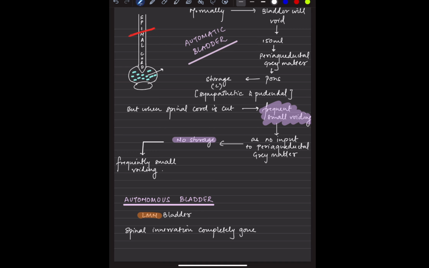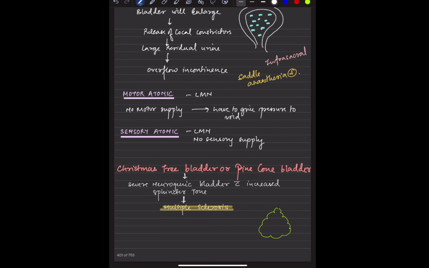Another thing is the autonomous bladder. This is something which is an LMN bladder. Then there will be a flaccid bladder, so more and more urine is getting collected, and overflow incontinence is there. Another thing is motor paralytic bladder. The name itself suggests there will be atonicity. Tone is absent, and an LMN bladder is appreciated here. So there is no motor supply, and you have to give pressure to void. This is the Credé maneuver that is done. And sensory paralytic bladder, again an LMN bladder.